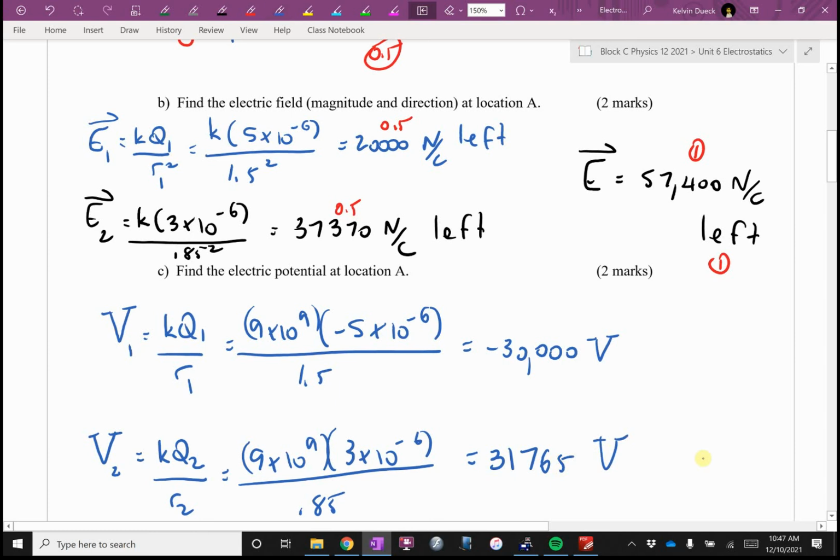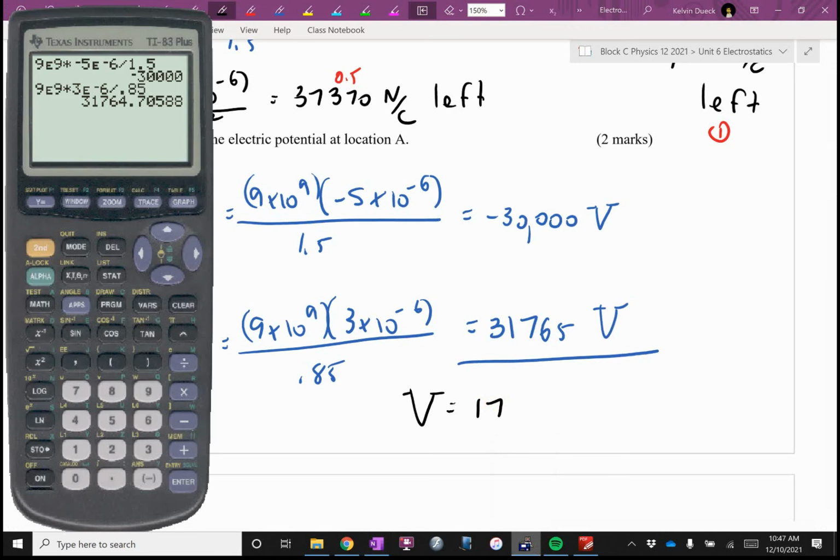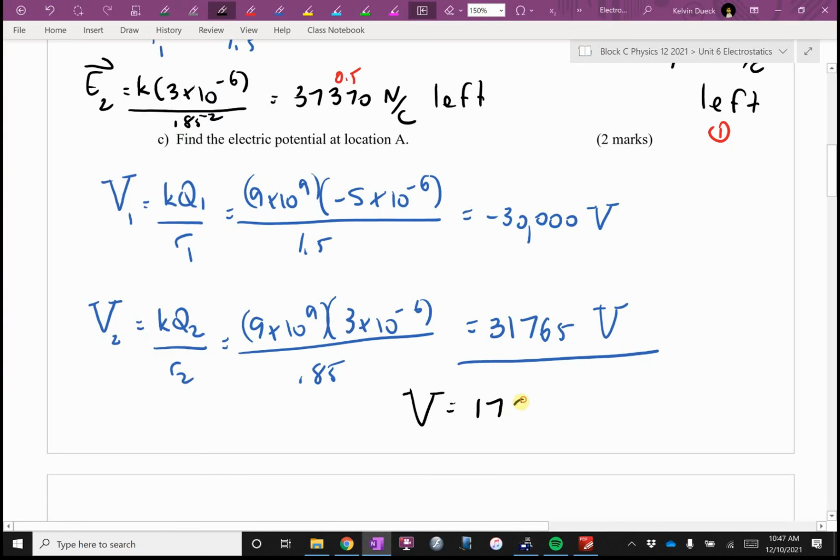How will I add these together? They're scalars. I just add them. What's the voltage at this location? I can do it in my head. It's going to be 1,700 and I guess 60. If you said 70, I'd give you credit, but 1,760 volts if I go to 3 sig figs.